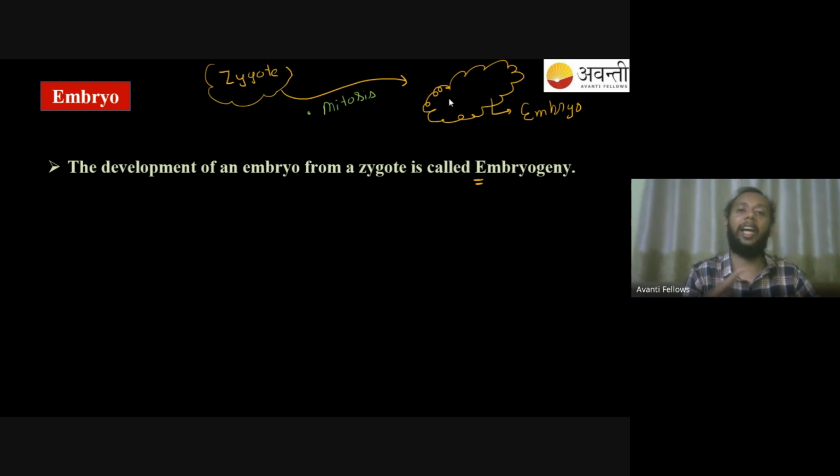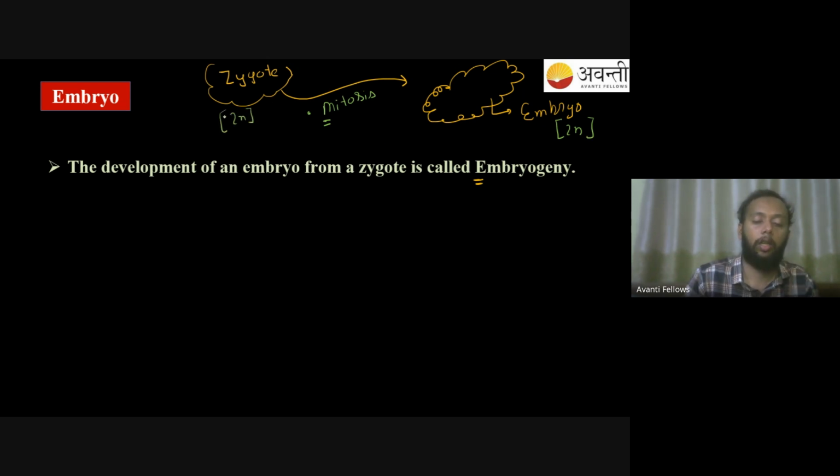So the cells are getting added over there. And when I say the cells are getting added, that itself means that because of mitosis, your cells will be added there. The mitosis is the reason because of which the cells are getting added over there. So the embryo is also going to be diploid. The zygote was also diploid over here.